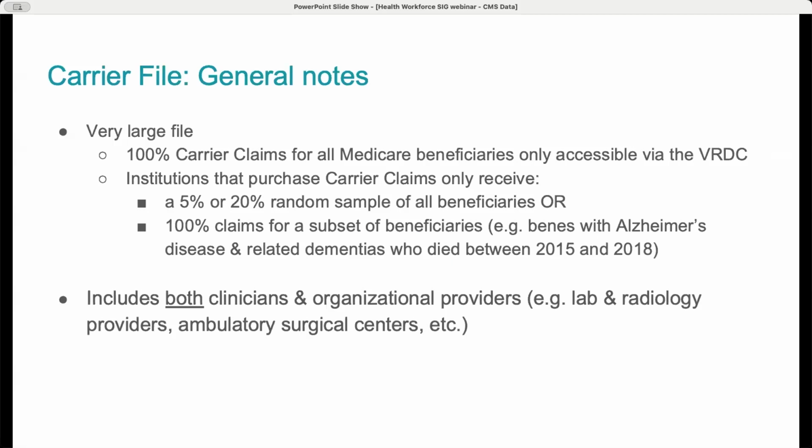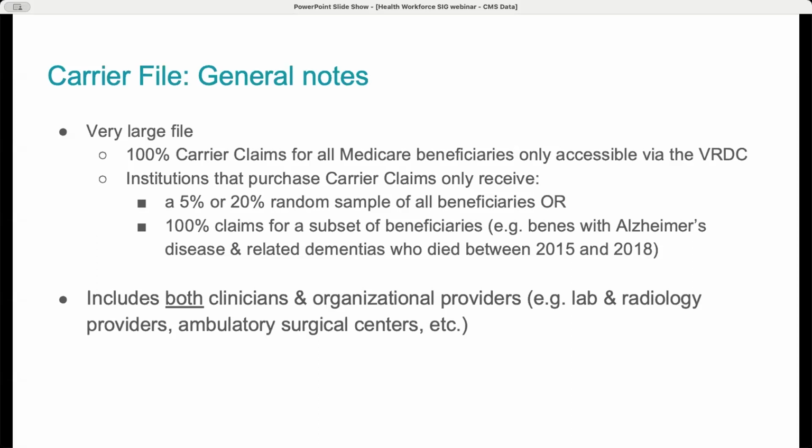But a lot of academic institutions that purchase carrier claims, they only purchase a subset of the data. So most institutions will either purchase a 5% random sample of all Medicare beneficiaries or a 20% random sample of all Medicare beneficiaries. Alternatively, you can request 100% carrier claims for a subset of beneficiaries. So for example, we have a study where we have a sample of Medicare beneficiaries with Alzheimer's disease and related dementias who died between 2015 and 2018. So for that subset of the Medicare population, we have all of their carrier claims. So there's two ways that you can order the carrier claims.